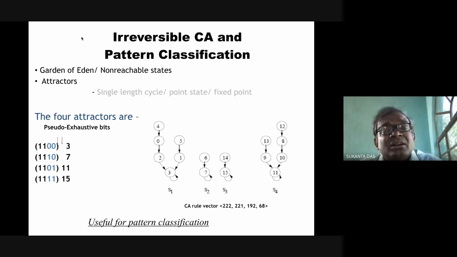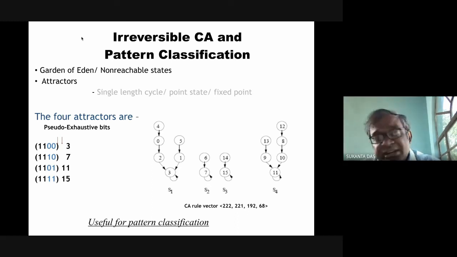Therefore, you can use this kind of CA as your machine, which can do pattern classification and recognition. So the challenge is here, you have to find the proper cellular automata. So you have many cellular automata, but all of them do not have this kind of property.